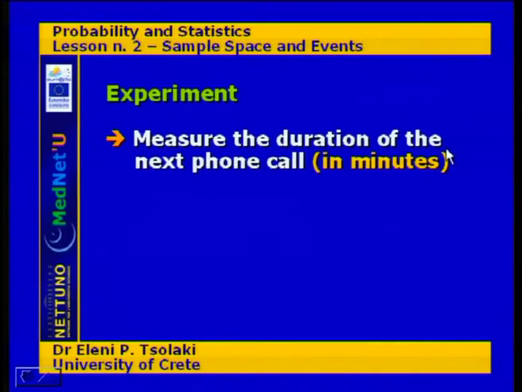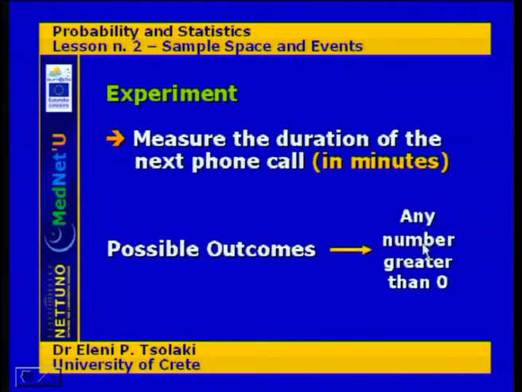Assume that we want to measure the duration of the next phone call at a certain line. We are measuring the phone calls in minutes, and in this case the possible outcomes are any numbers greater than zero. We see the difference between this example and the previous ones. In this case, we cannot say that the possible outcomes are these particular numbers. It's actually a group of numbers greater than zero. So it is more difficult to write down what the sample space is if we don't use mathematics.